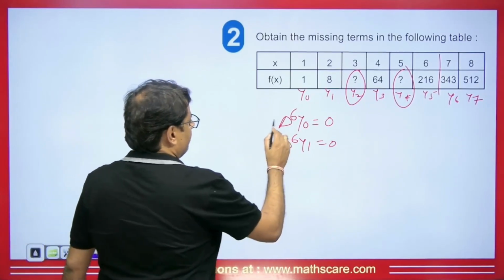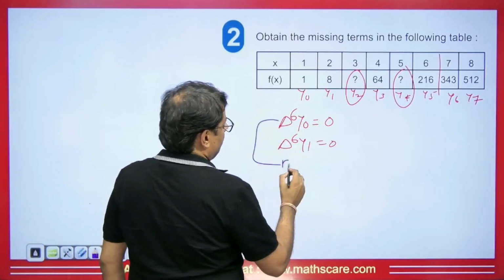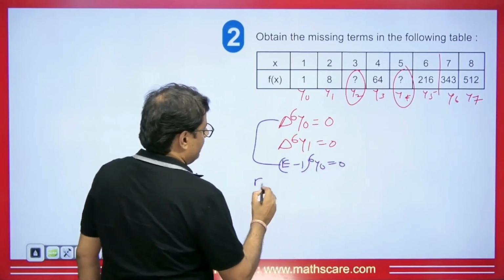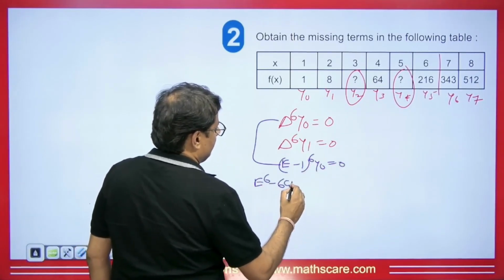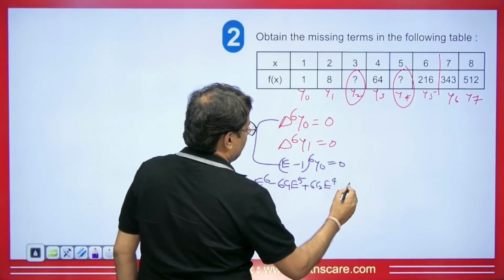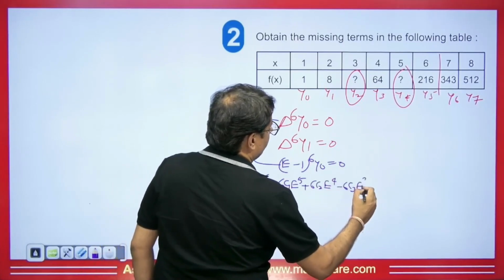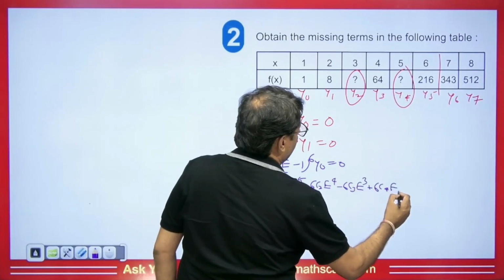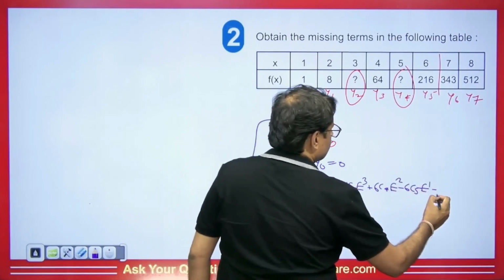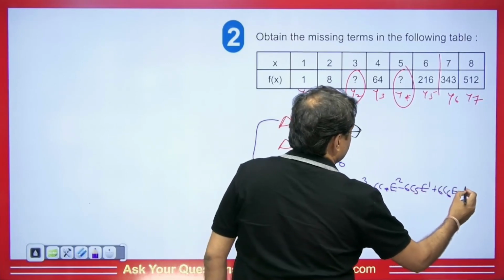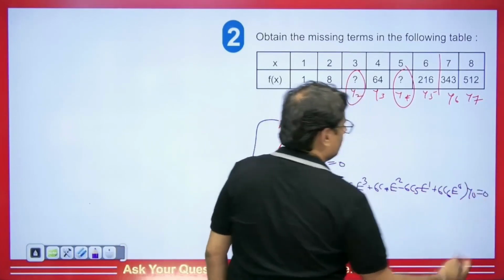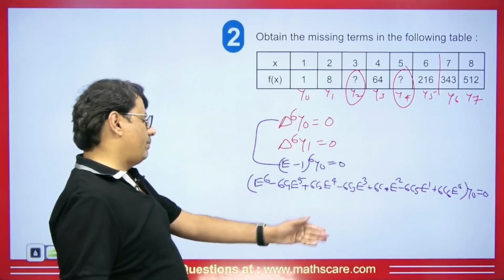So what are we going to do here? I will solve this first. So this will be E minus 1 to the power 6 into y0 is equal to 0. You will get E to the power 6, minus 6C1 E to the power 5, plus 6C2 E to the power 4, minus 6C3 E cube, plus 6C4 E square, minus 6C5 E power 1, and plus 6C6 E power 0, into what will come here, students? Here y0 is equal to 0 will come, right? Okay, now take this inside.